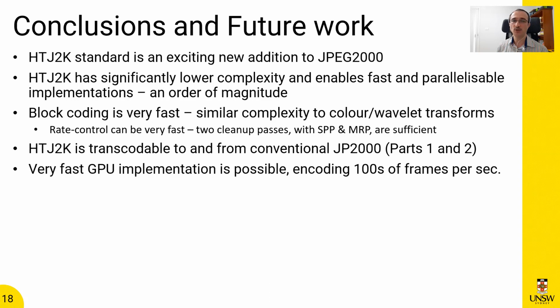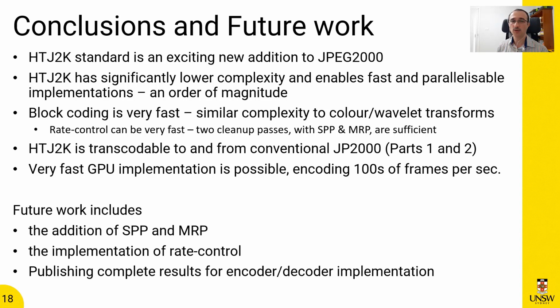Very fast GPU implementation is possible, encoding hundreds of frames per second. For future work, we intend to implement the significance propagation and magnitude refinement passes. We also intend to implement a rate control mechanism. Finally, we intend to publish complete results for high-throughput JPEG2000 encoder-decoder implementation on a GPU.